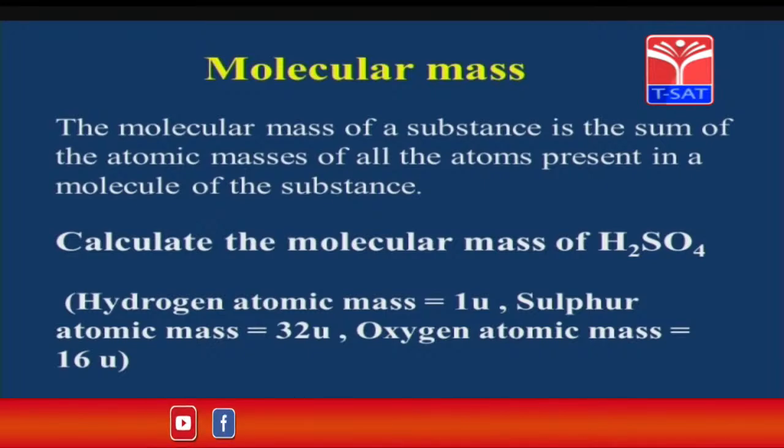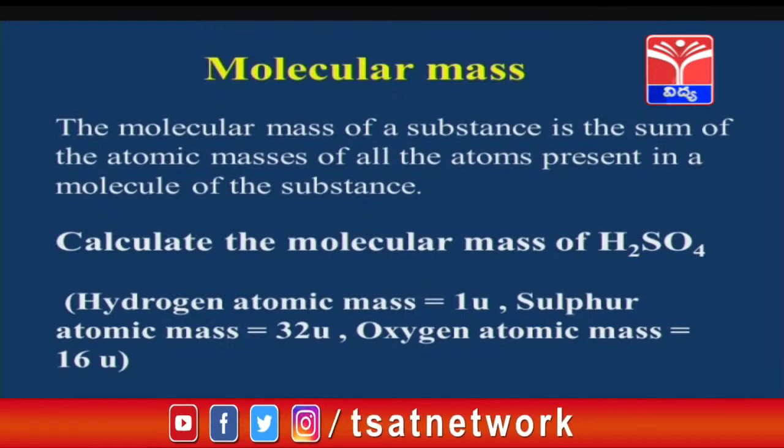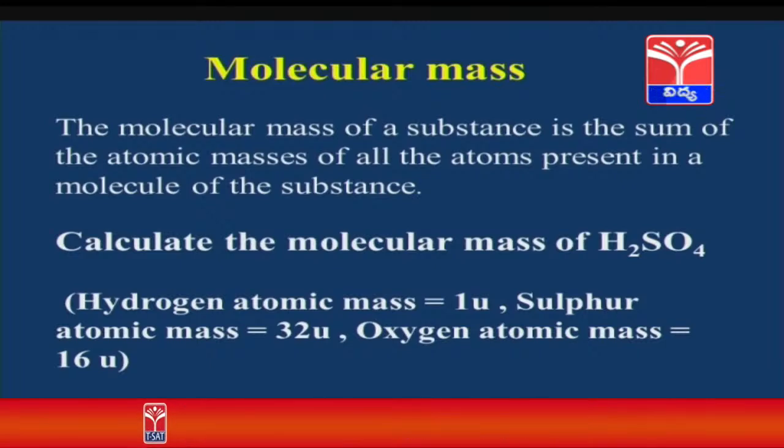Sulfur atomic mass is 32. Here 4 oxygen atoms are there. For 1 oxygen atom atomic mass is 16, but here 4 oxygen atoms are there. That is why 4 oxygen atomic mass is 64.